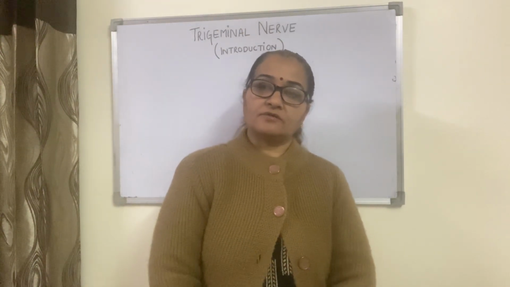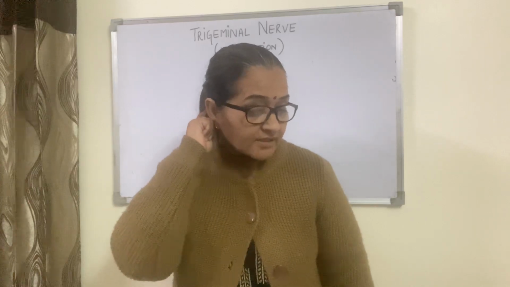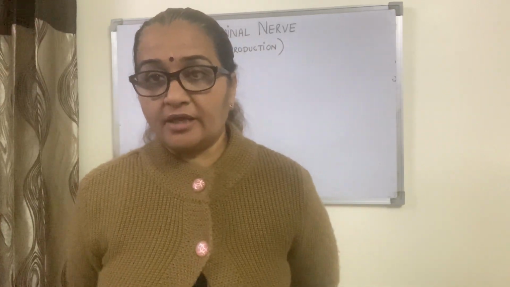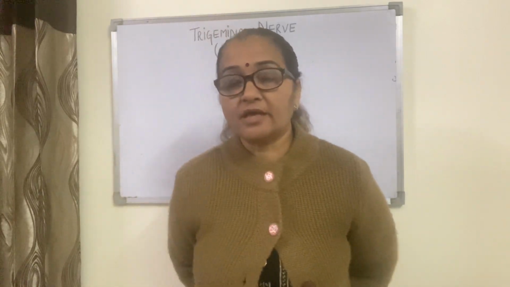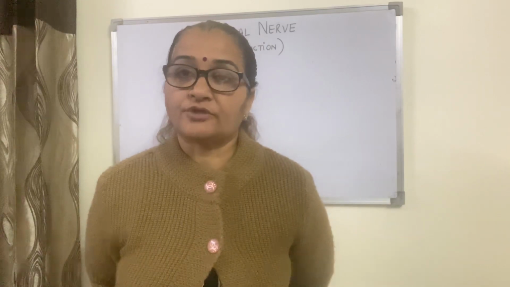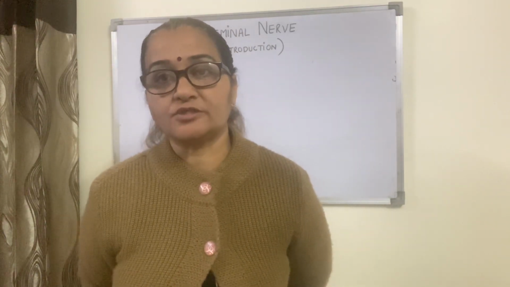Hello students, today we are going to discuss the trigeminal nerve. This is the fifth cranial nerve and it is the largest cranial nerve. Now this nerve is bearing the sensory ganglion, which is known as the trigeminal ganglion or semilunar ganglion. And this sensory ganglion is present in relation to the petrous part of the temporal bone, at the anterior part of the apex of the petrous part, which is lying in the middle cranial fossa.